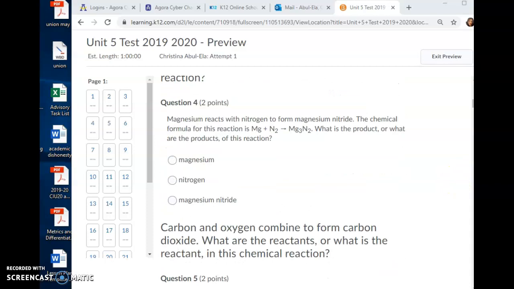Question 4. Magnesium reacts with nitrogen to form magnesium nitride. The chemical formula for this reaction is Mg plus N2 yields Mg3N2. Magnesium plus nitrogen gas yields magnesium nitride. What are the products of this reaction? Magnesium, nitrogen, magnesium nitride.